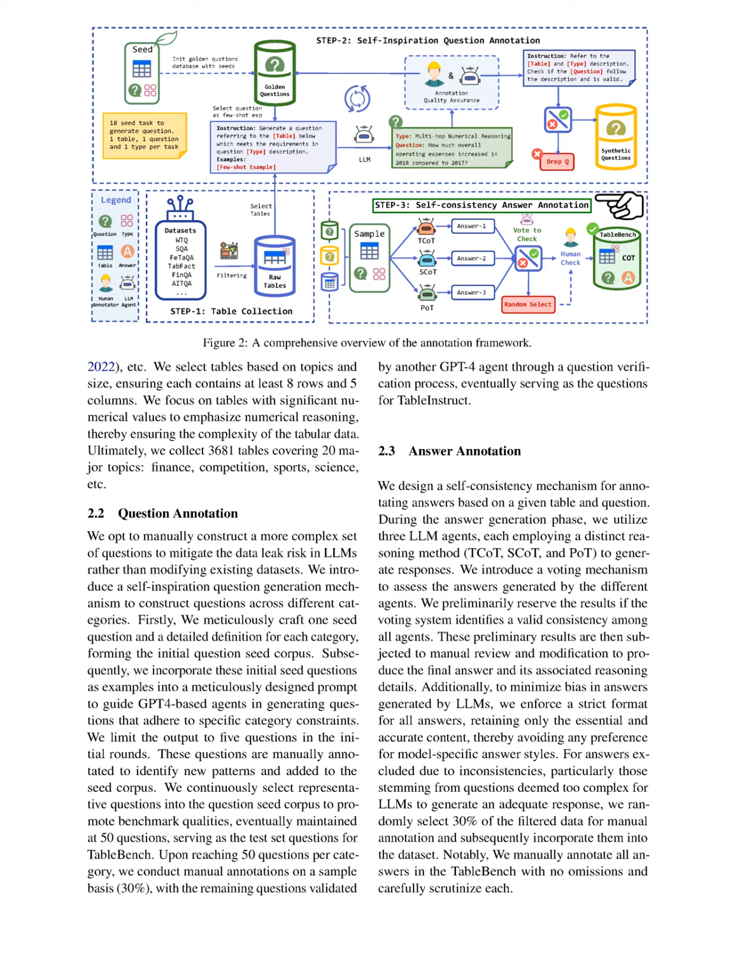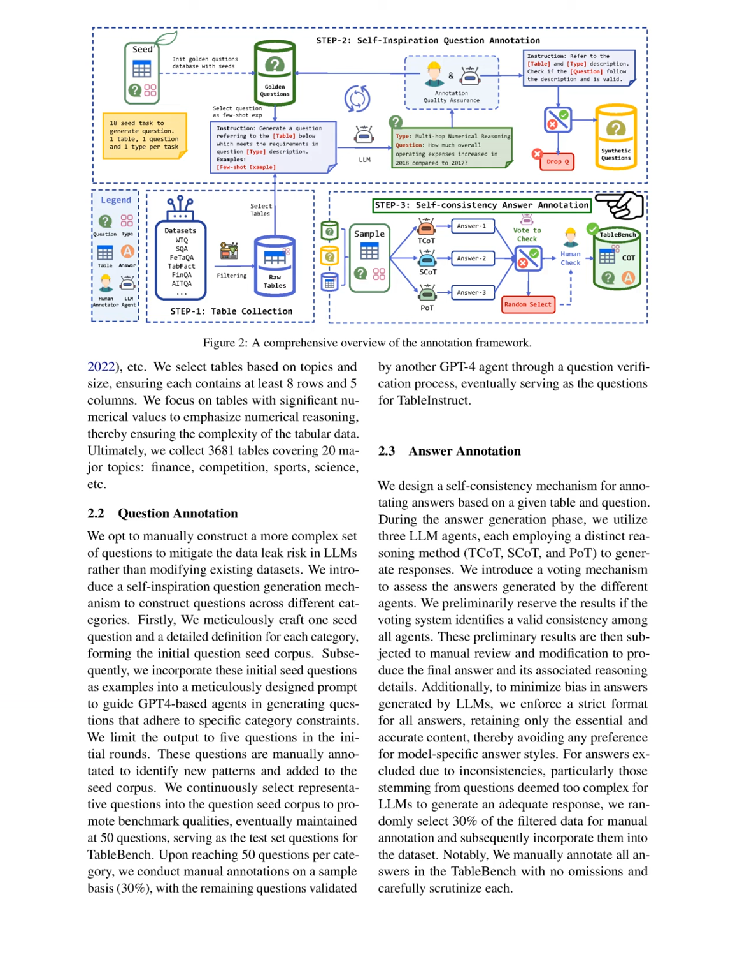These questions are then manually reviewed to identify new patterns and added to the seed collection. We consistently select representative questions to maintain a benchmark quality, ultimately keeping 50 questions as our test set for TableBench. Once we reach 50 questions per category, we manually annotate a sample of 30%, while the rest are verified by another GPT-4 agent, which will serve as the questions for TableInstruct.